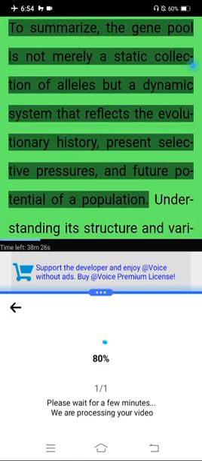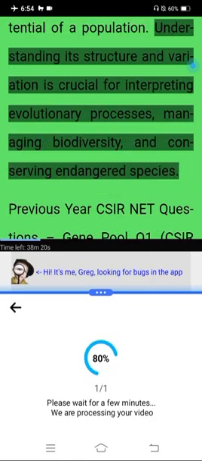To summarize, the gene pool is not merely a static collection of alleles but a dynamic system that reflects the evolutionary history, present selective pressures, and future potential of a population. Understanding its structure and variation is crucial for interpreting evolutionary processes, managing biodiversity, and conserving endangered species.